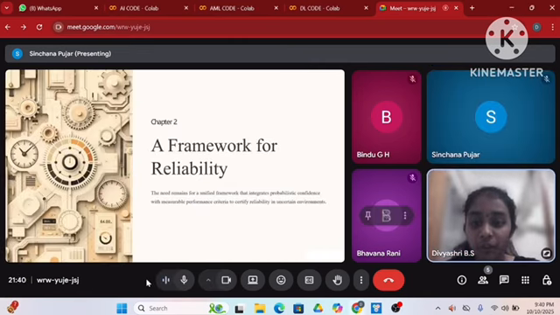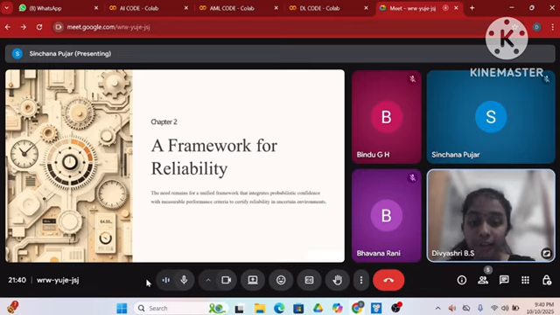Sinchana. Now coming to the framework for reliability, this section talks about making correct decisions even when the environment is uncertain. So this means the need remains for a unified framework that integrates the probability of the confidence with measurable performance and the criteria to certify the reliability in an uncertain environment.